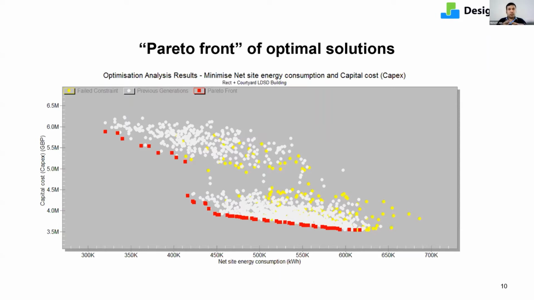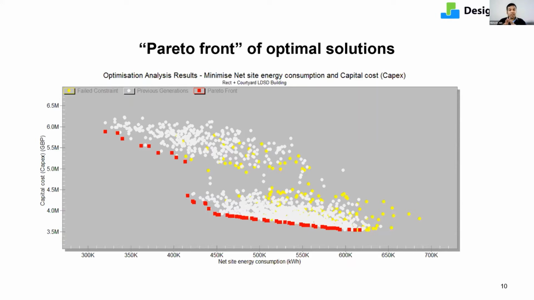White points are generally the ones which are not optimal. Yellow points are invalid solutions because they have failed a constraint. And as I said, the red points are on the Pareto front, which represents the unbeatable solutions, which have a particular construction cost and the lowest energy consumption, and vice versa.